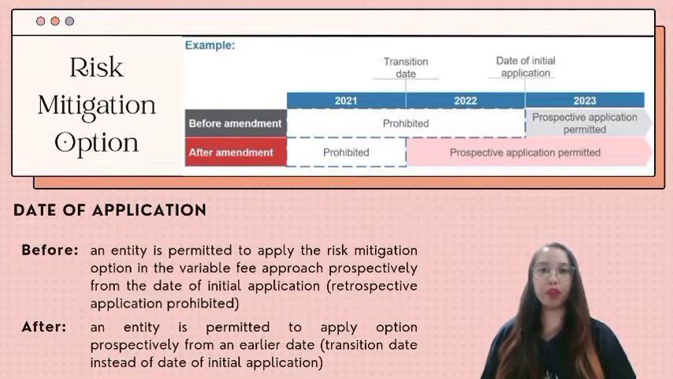Yung unang amendment po dito is yung pag-allow po ng IFRS 17 na i-apply po yung option prospectively from an earlier date, from the transition date, kaysa sa initial application date as shown po sa diagram. Sa pag-a-apply po ng amendment na to, an entity can reflect risk mitigation activities sa comparative period consistently with risk mitigation activities after the date of initial application ng IFRS 17.